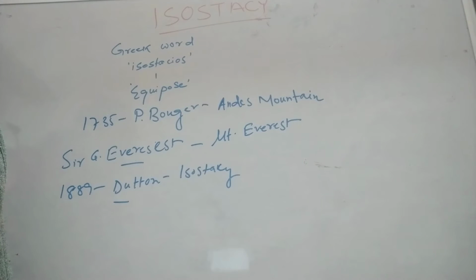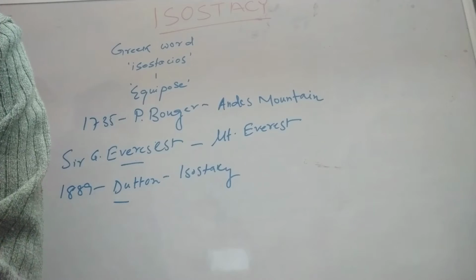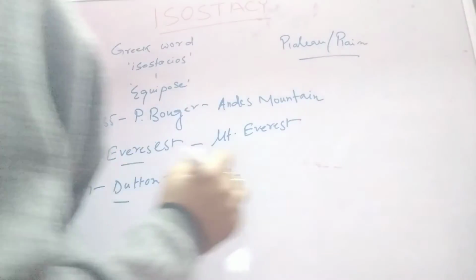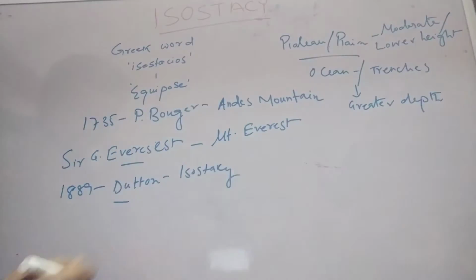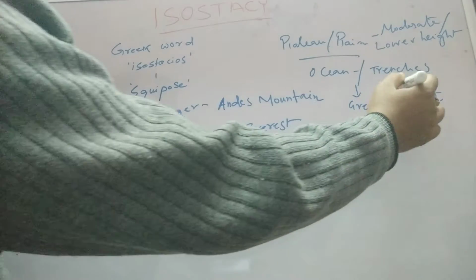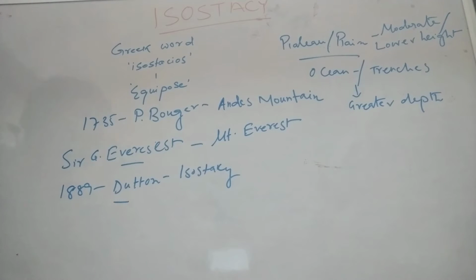Before going to the concept, we have to understand the basics of isostasy. In general, we have seen that there are mountains that have many peaks with great heights. Similarly, the plateau or plain regions have a moderate or lower height, but the oceans and oceanic trenches are found with greater depth. So with this depth and height, there is an isostatic equilibrium on our Earth's surface.